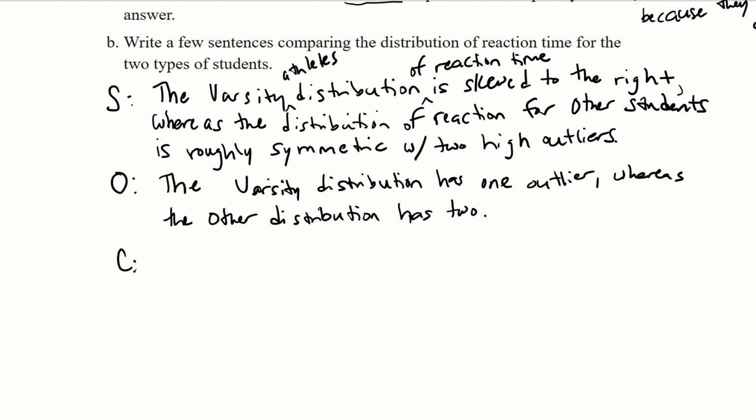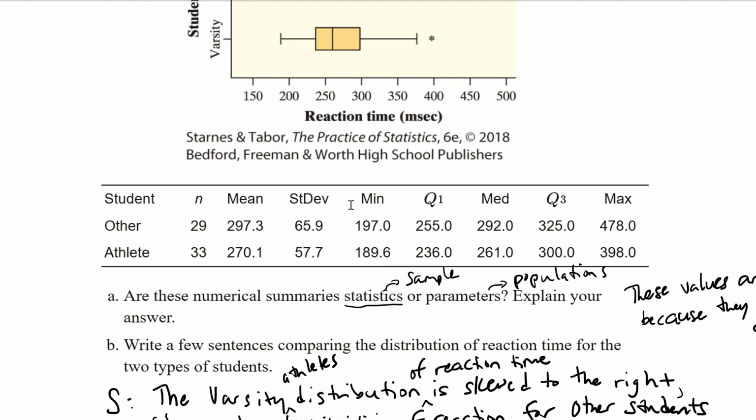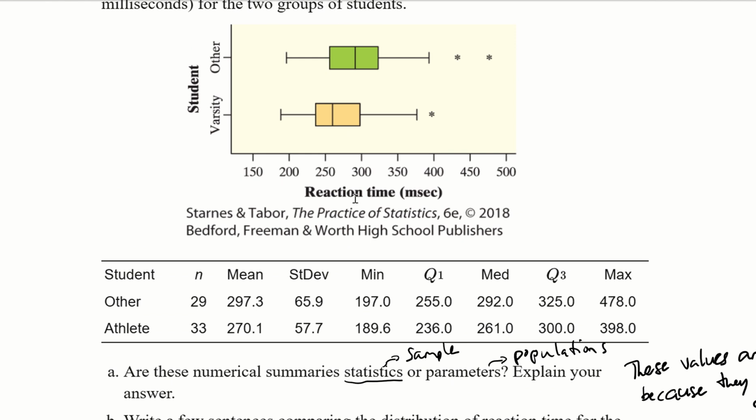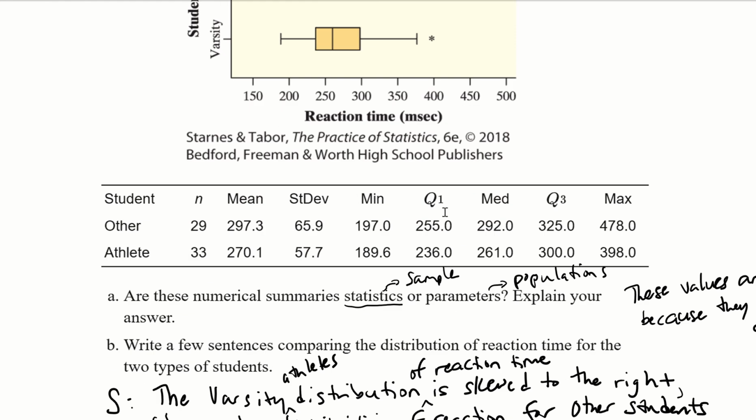All right, so now we're going to look at the centers. So the centers for these. Okay, so if I look at the values for the other students, the median is 292, and here this is 261. So it appears that the reaction times for other students, who were not athletes, tended to be larger, which means that they were actually slower.